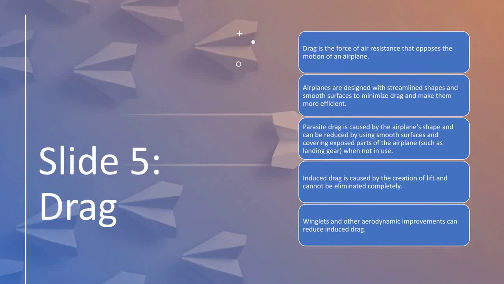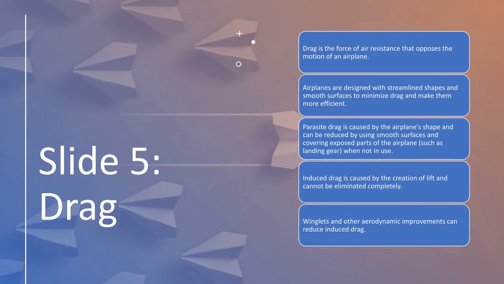There are two types of drag: parasite drag and induced drag. Parasite drag is caused by the airplane's shape and can be reduced by using smooth surfaces and covering exposed parts of the airplane, such as landing gear, when not in use. Induced drag is caused by the creation of lift and cannot be eliminated completely. However, winglets and other aerodynamic improvements can reduce induced drag.